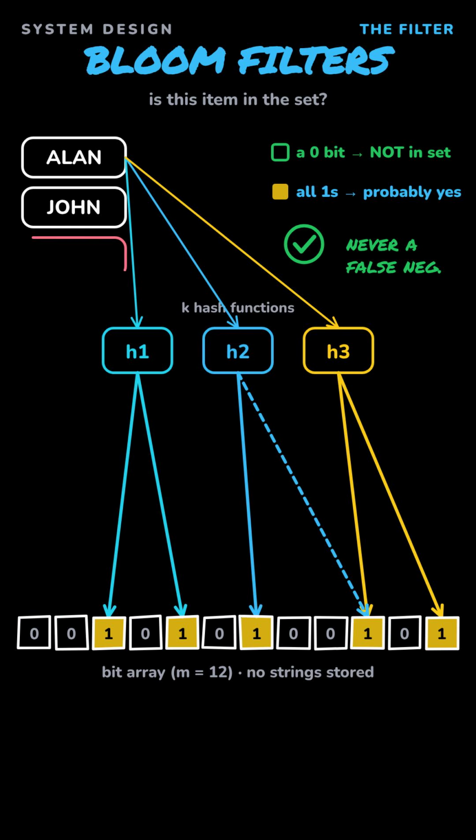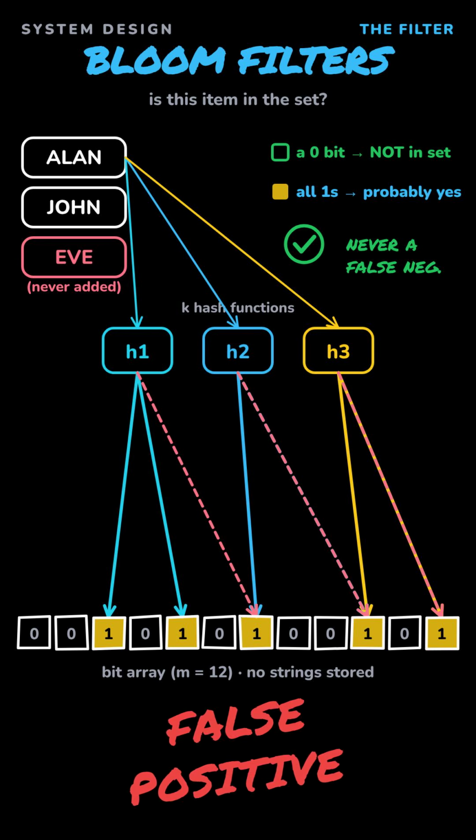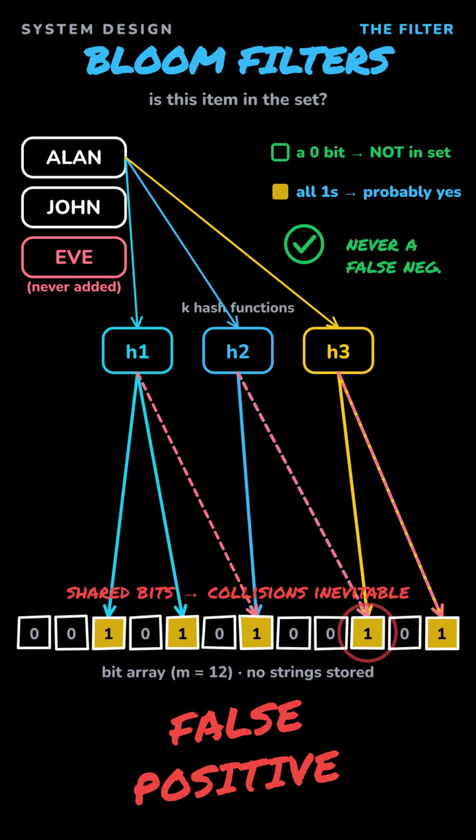Sometimes, though, we are wrong. A brand new username, one we never added, happens to hash to bits that other, unrelated items have already lit up. Every bit it points to is already 1. So the filter confidently says yes, but Alan was never added. That collision is called a false positive. Why does this happen? Because bits are shared between items. As more items get packed into a fixed array, collisions stop being rare and become inevitable.